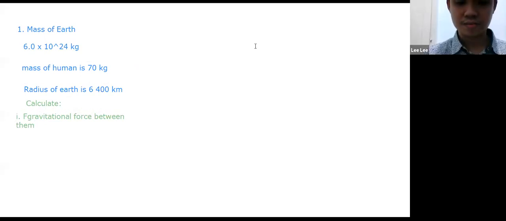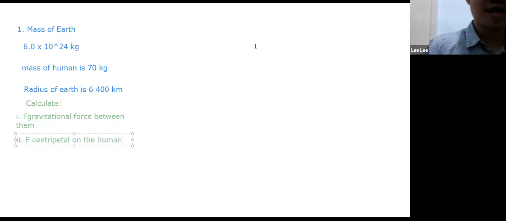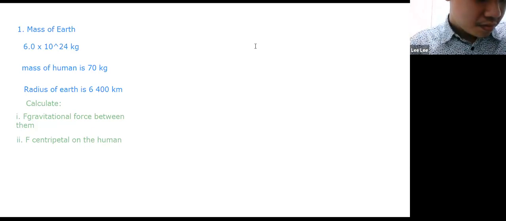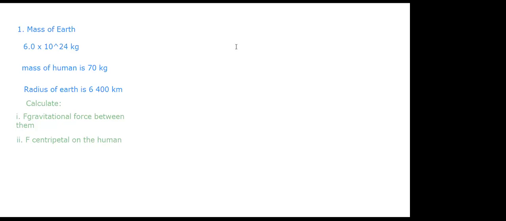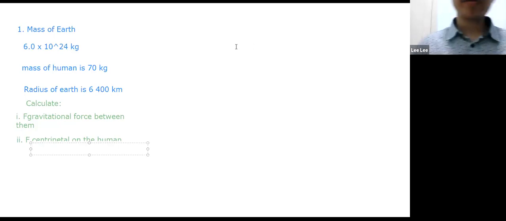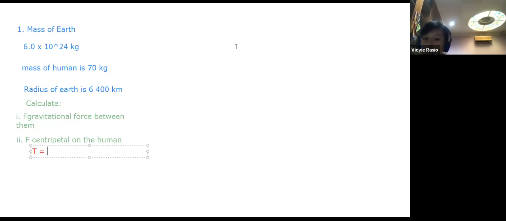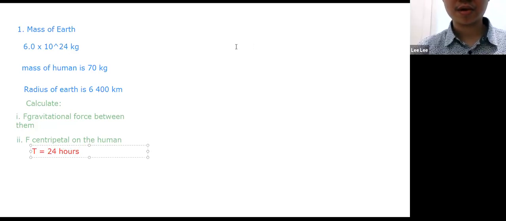Between the Earth and the human. Then you know the Earth is rotating, right? So if the Earth is rotating, it means we have a centripetal force acting on our body. Do you understand? Because the Earth is rotating, it means we have a centripetal force acting on our body. And the period of rotation is 24 hours, right? Yes, sir. Then later you answer those two bullets. You can try to do already.